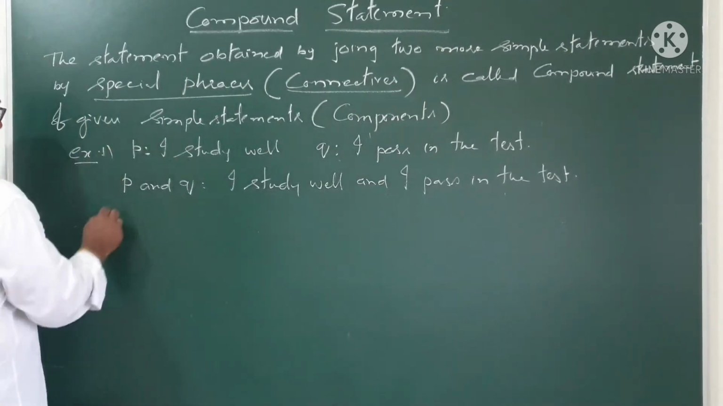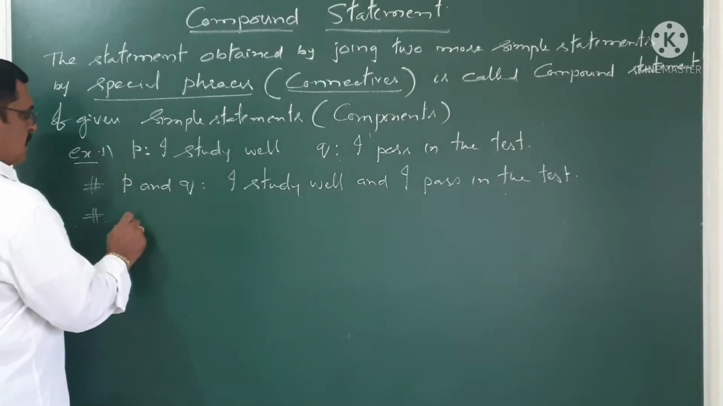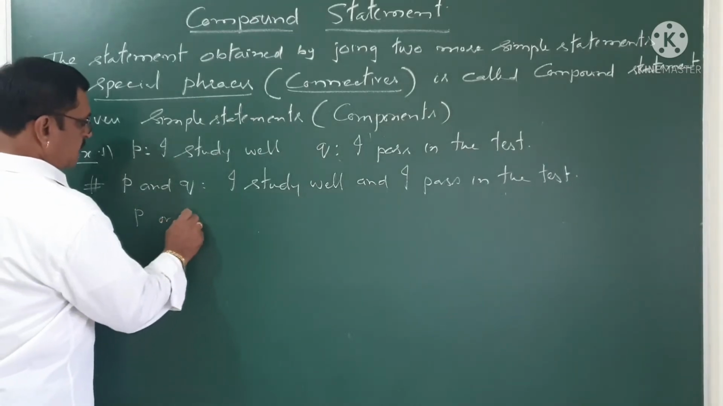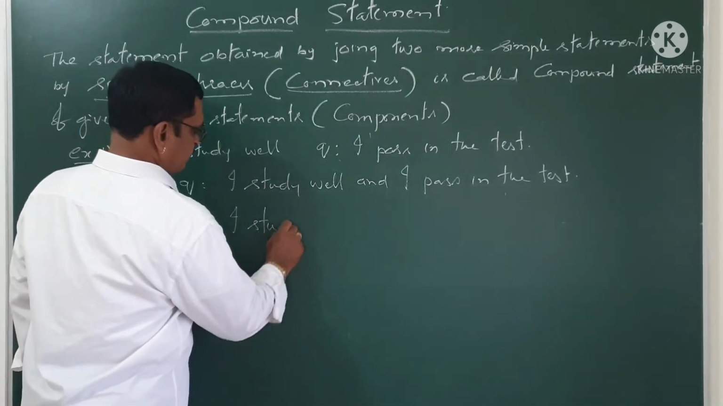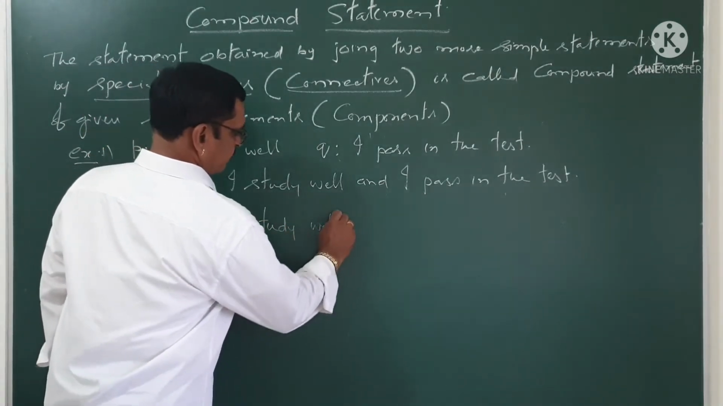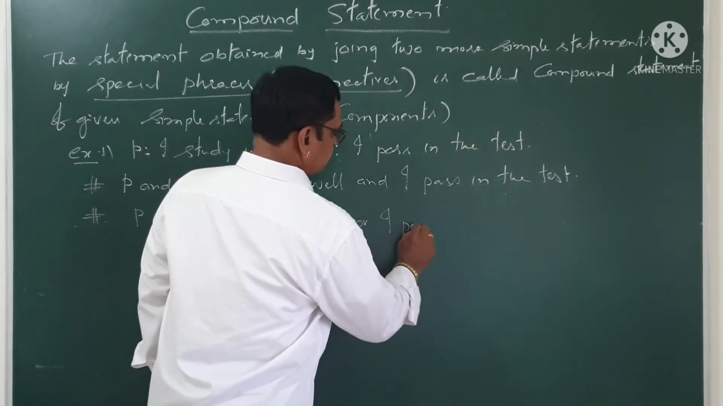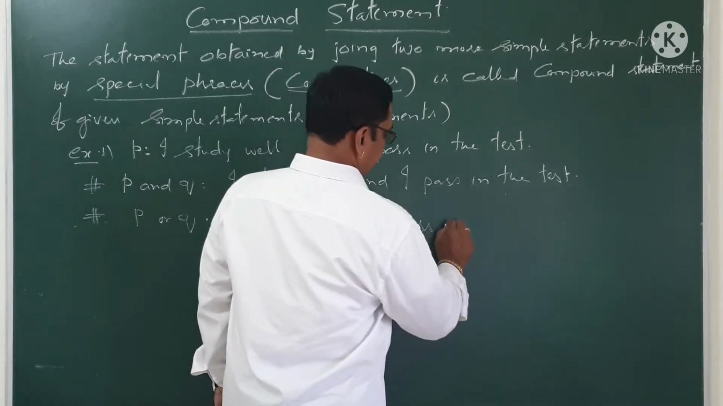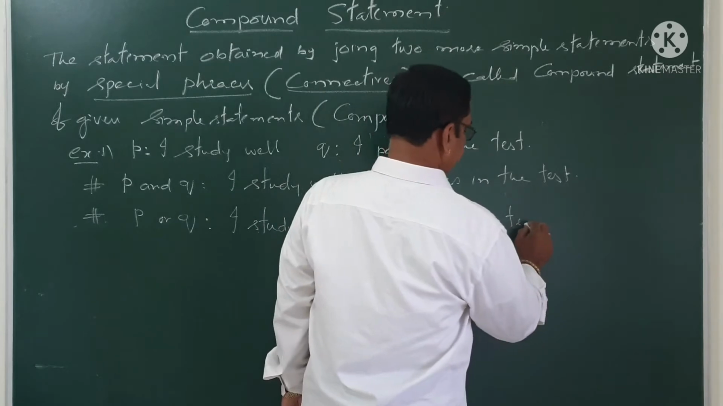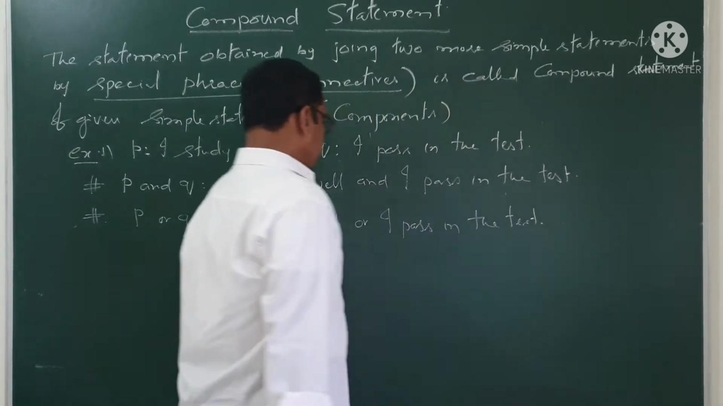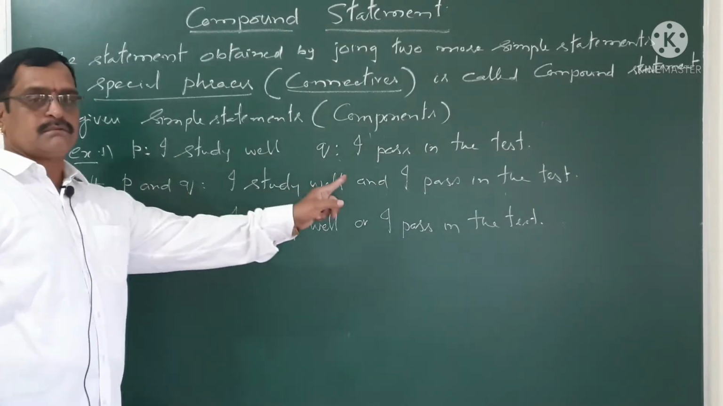Another example, P or Q: I study well or I pass in the test. So these two are compound statements of P and Q.